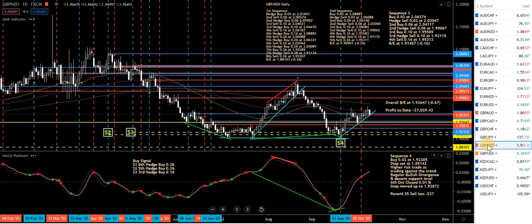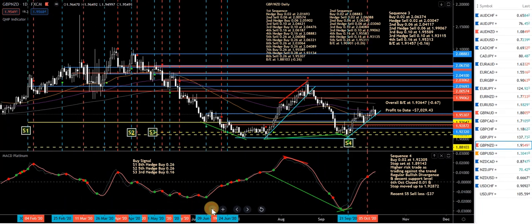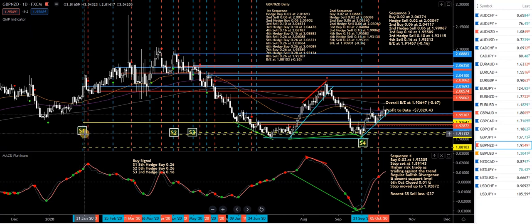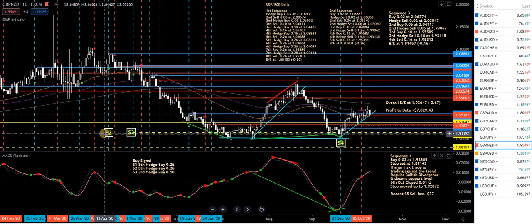Pound New Zealand, one of my problem pairs, but not the end of the world pair. You can see I've got lots of sequences on. Sequence 1 starts all the way back here, late January this year. Long time, I know. Sequence 2, sequence 3, so that's all these sequences here. I'm trying to work my way out of them.